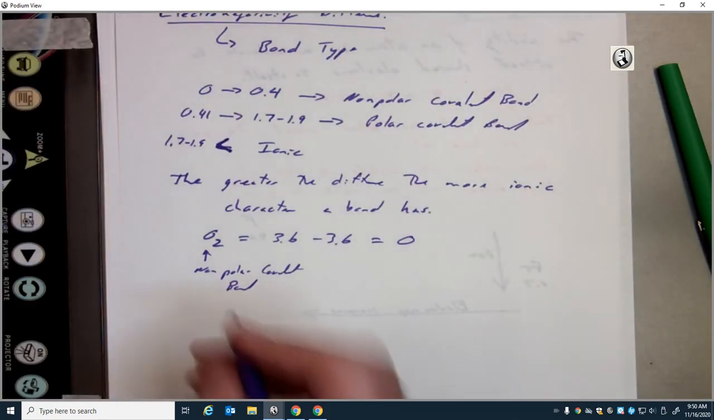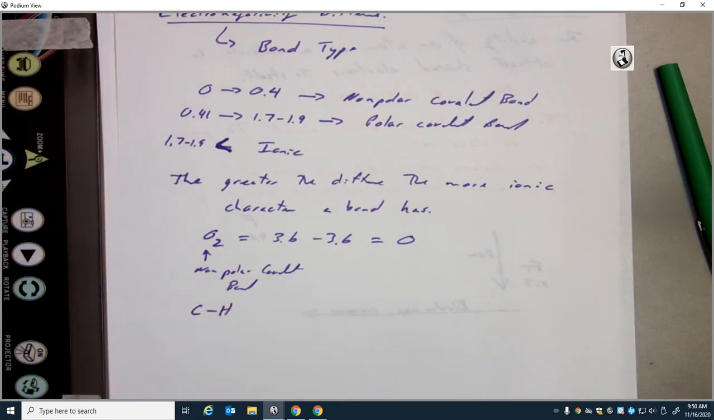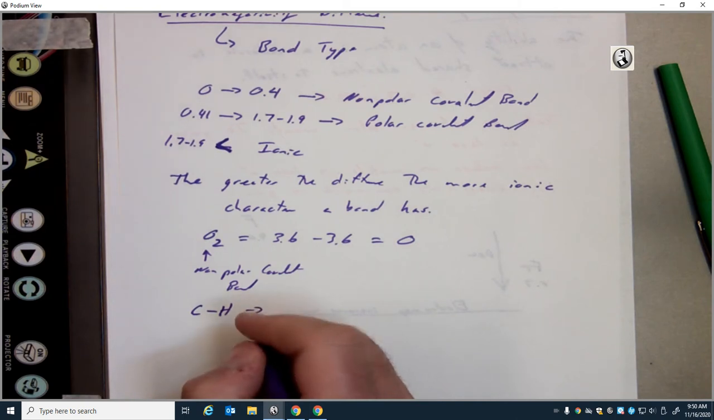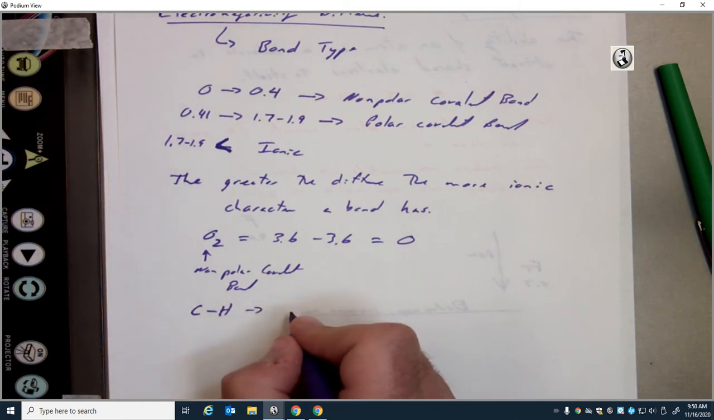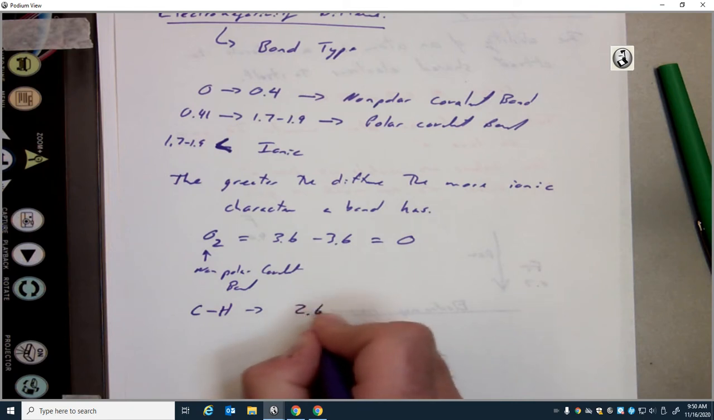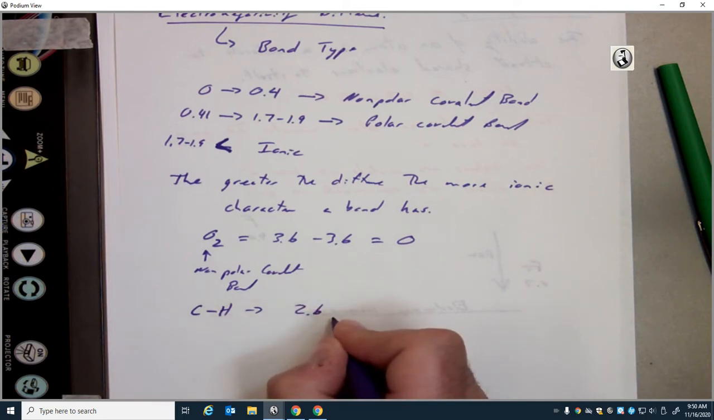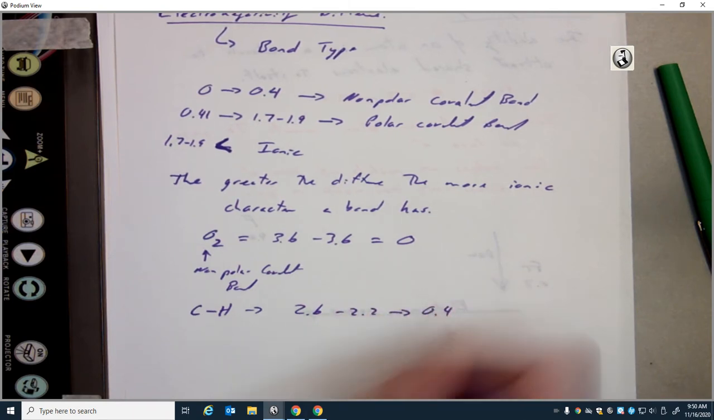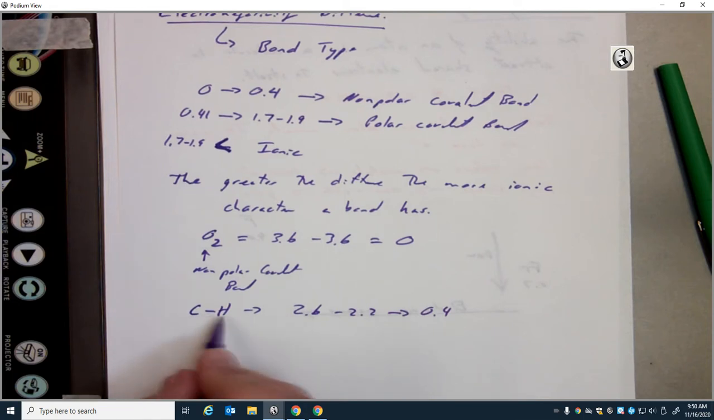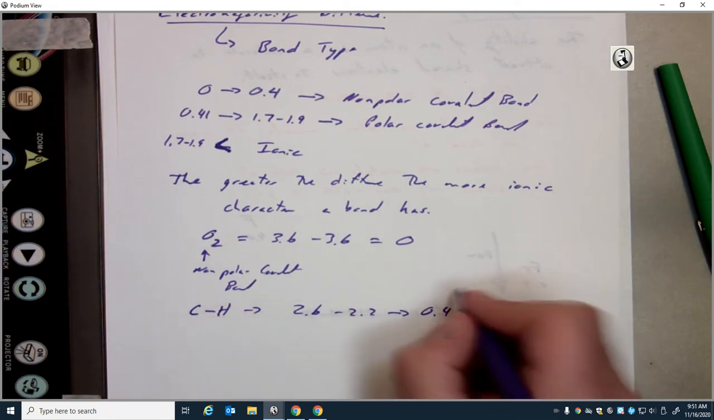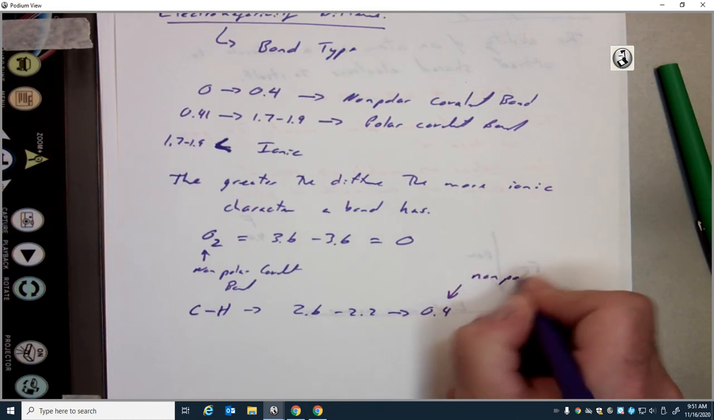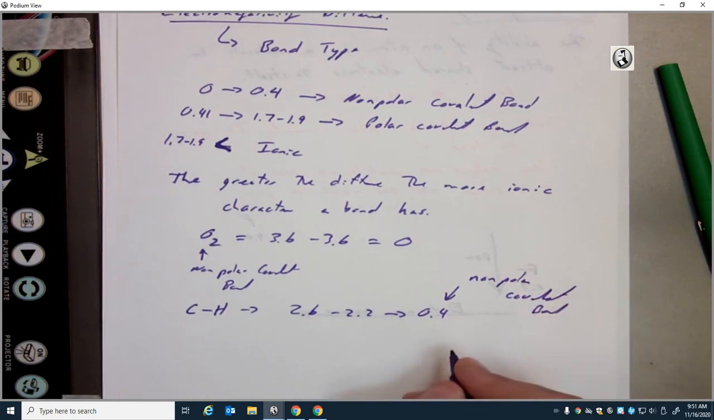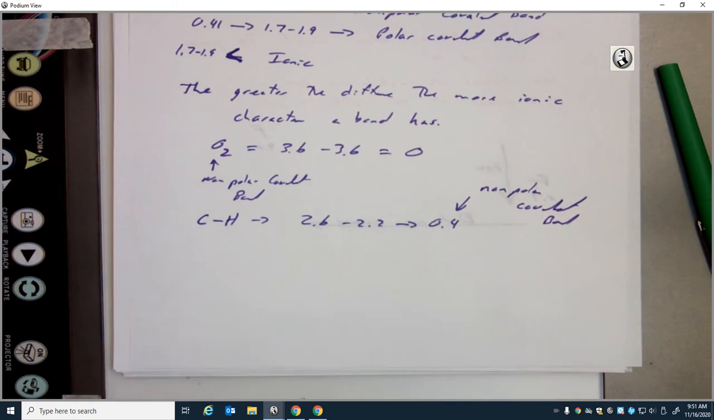All right, so let's say that we have a bond between carbon and hydrogen. And I want to know what type of bond that is. Well, if we look up carbon, carbon is 2.6. Hydrogen is 2.2, which is 0.4. Right? Even though they're different elements, okay, this is still going to be a non-polar covalent bond. Okay, and we'll talk more about that as we go.